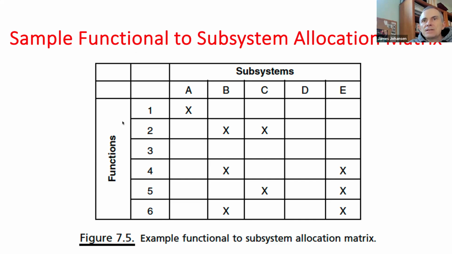And so here we can see a sample functional to subsystem allocation matrix. Say we're going to be targeting a handful of subsystems and we have functions. Does anybody want to make any observations about the utilization of these subsystems? Does anyone see a subsystem that, according to this matrix, is not used at all?